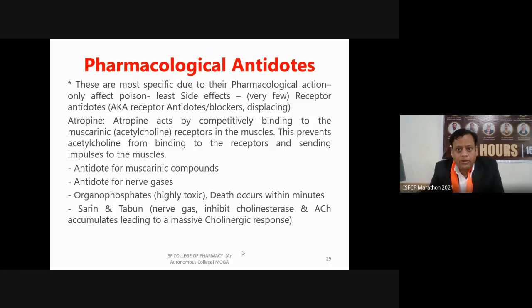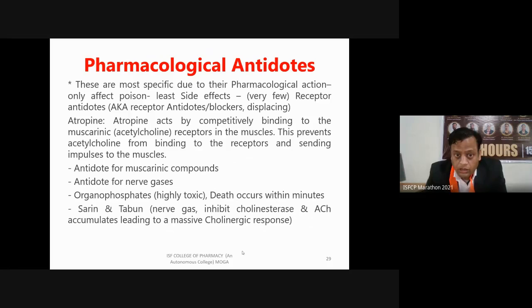Next are pharmacological antidotes. These are the most specific due to their pharmacological action, affecting only the poison, so they have the least side effects. They include those agents which have a specific role in pharmacology. They are associated with receptors, so they are also known as receptor antidotes because they act on receptors. For example, the very popular agent atropine acts by competitively binding to muscarinic receptors. Atropine is an antagonist of acetylcholine, so acetylcholine toxicity can be reduced by atropine. That is a receptor blocking agent.